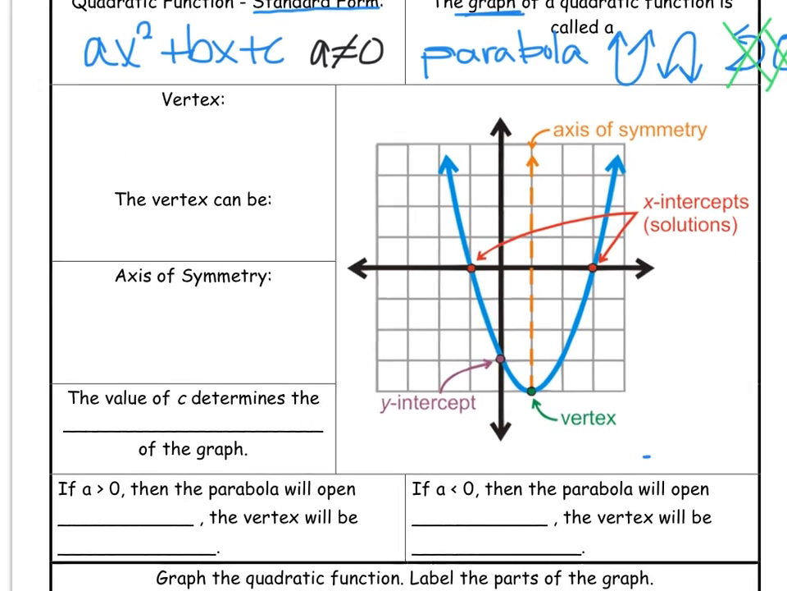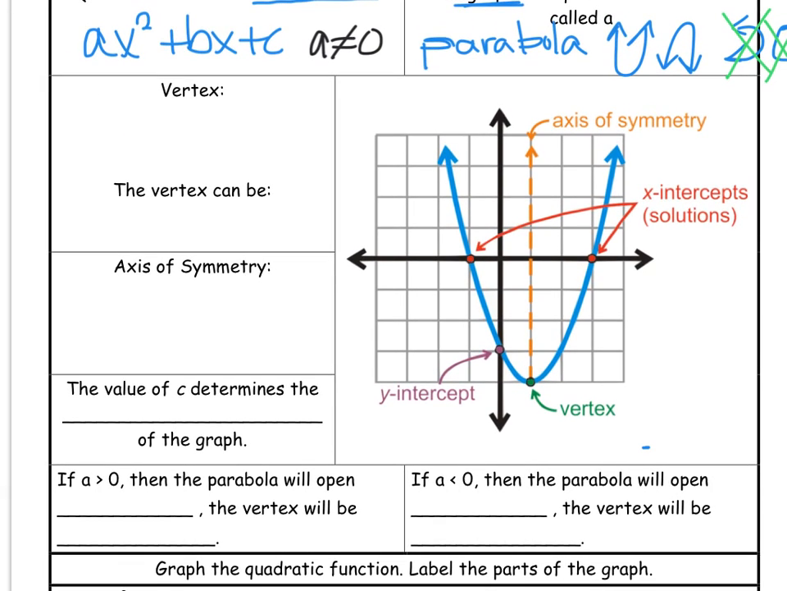So there are a few characteristics of this parabola. We have a parabola right here that we want to take a look at, and that's what we're going to focus on for the next week. The characteristics are the same whether the parabola opens upward or downward. The first is the vertex. And the vertex is the highest or the lowest point on the parabola.